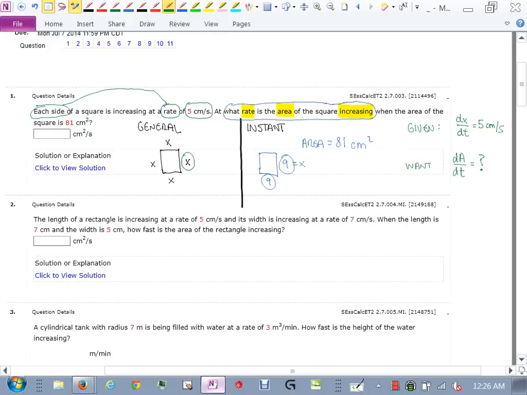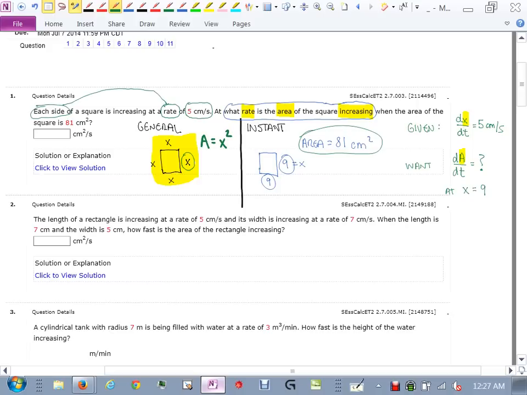That's what I want to know, and I want it at a specific time, or at a specific point. I want it at exactly the moment that x was 9, and that's because I knew the area was 81. That meant x was 9. So now what I need to do, once I've written down what I'm given and what I want, is find an equation that relates x and A together. Well, coming back to my general picture, I have a square, and the area of that square is always going to be x squared. And that is an equation that has A in it and x in it, which is what I need.